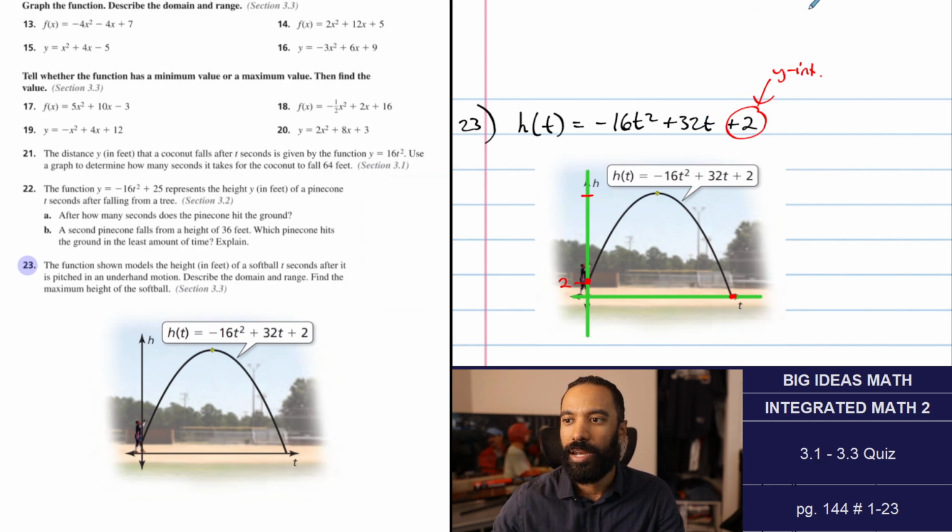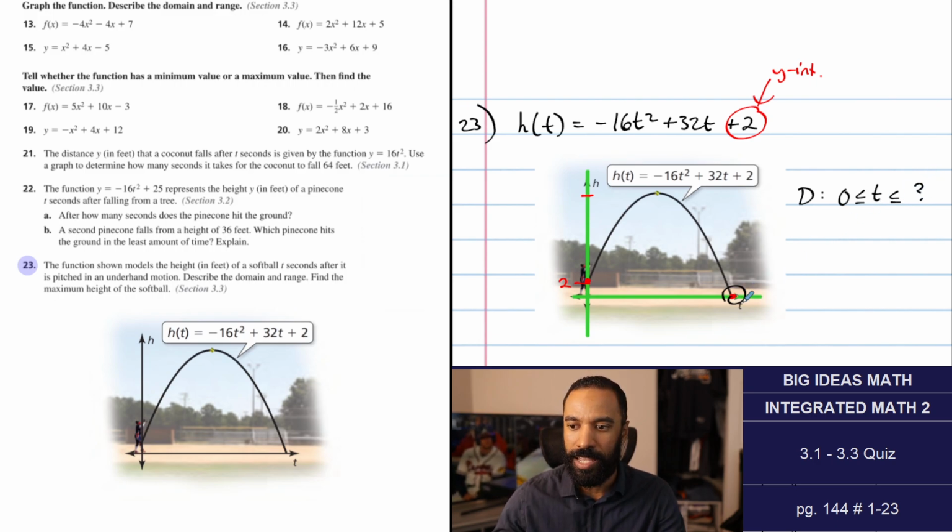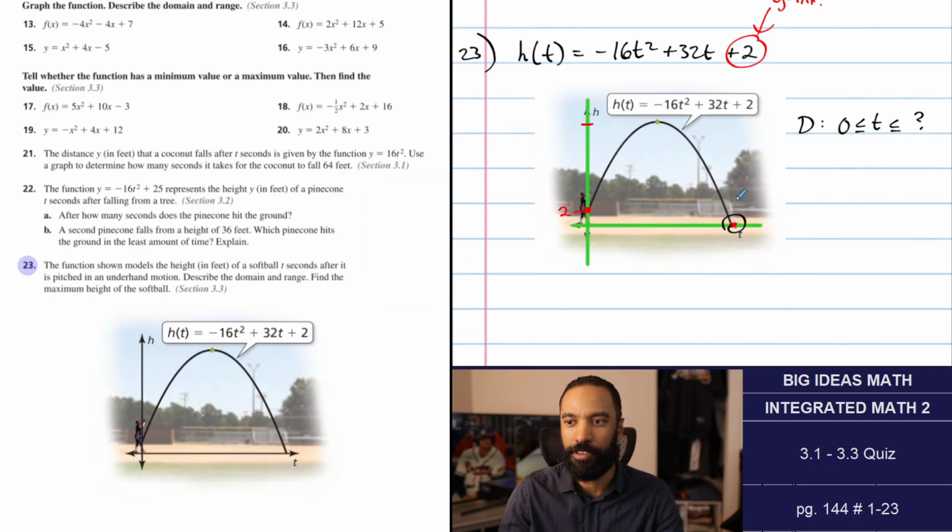Okay. Now, regarding domain, oh, you know what? I do need to know where it hits the ground for the domain. I need to know the end point. This goes from t equals 0 to some ending. What is that ending? I got to figure that out. I have to find out when this thing hits 0.